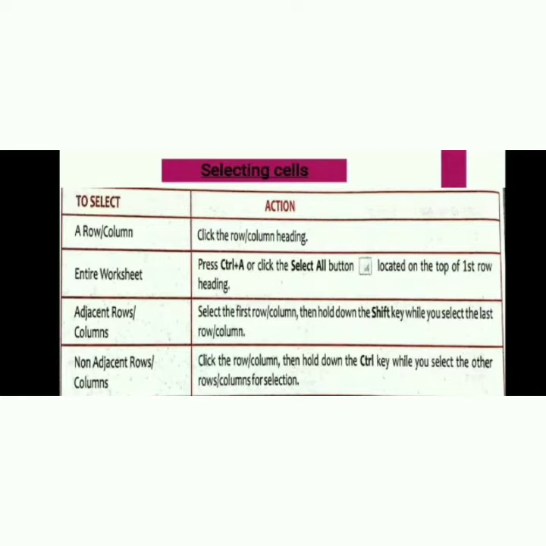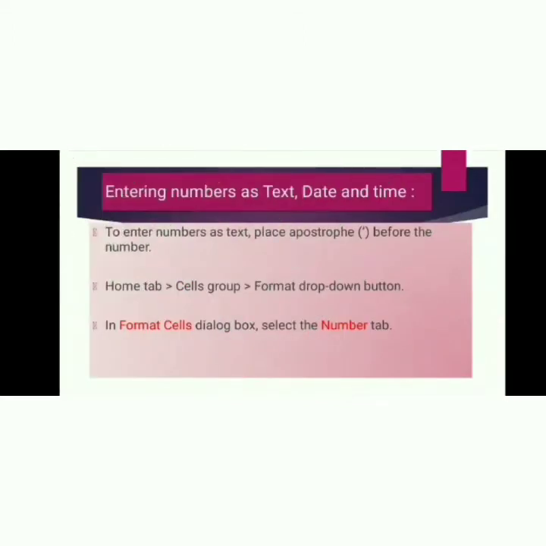Okay. If you want to select non-adjacent rows, then click on the row, then hold down the control key while you click on the other rows. If you want to select non-adjacent columns, then click on the column, then hold down the control key and your columns will be selected.